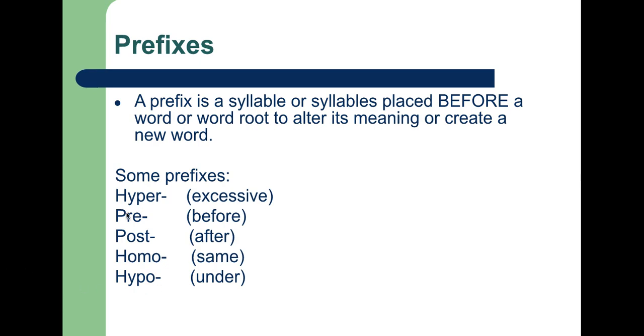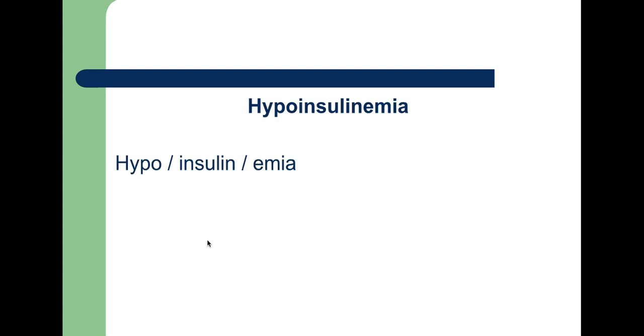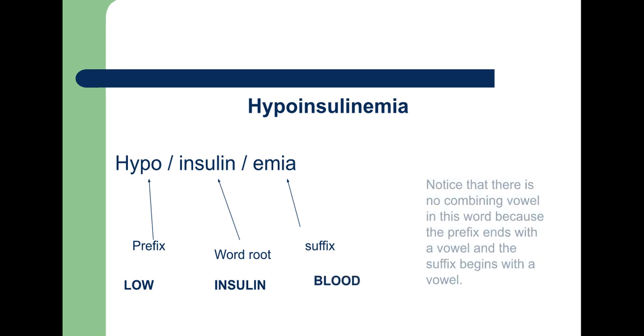But you have somebody who's preoperative, they're called pre-op. That means before the surgery. Postoperative or post-op would mean after surgery. So if you have a pre-op patient, they haven't had surgery. Post-op, they have. All right, so here's another example. Hypoinsulinemia. We've got the prefix, the word root, and the suffix. And that would essentially mean low insulin in the blood.